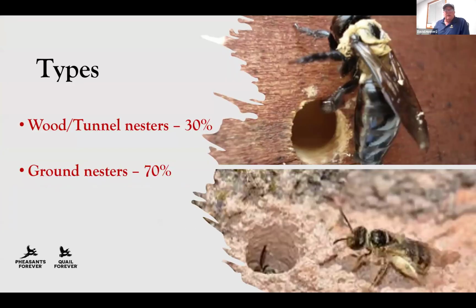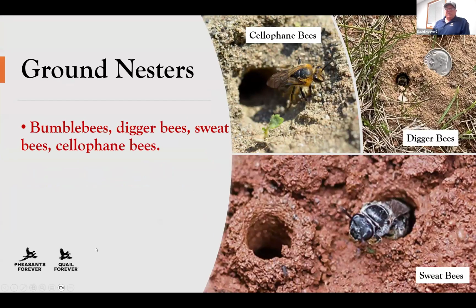So really, most native bees are ground nesters, and I think a lot of people don't think about that. It was kind of surprising to me that about 30% are wood or tunnel nesters, and so that'd be like the carpenter bee there in the top photo. For the ground nesters, a lot of times people think of bumblebees. We've got sweat bees, cellophane bees, and digger bees.